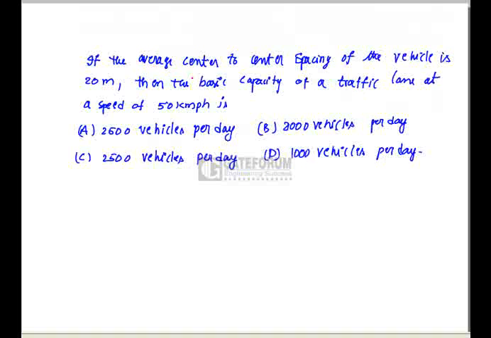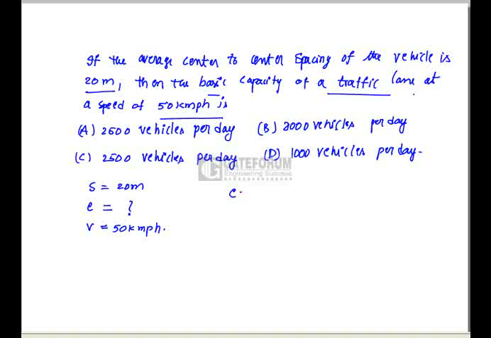The question is, if the average center to center spacing of the vehicle is 20 meters, we can say S is 20 meters, then what is the basic capacity of the traffic lane at a speed of 50 kmph? We have to find out the basic capacity E, and the speed of the vehicle was given as 50 kmph. We know that basic capacity E is equal to 1000 into V by S.